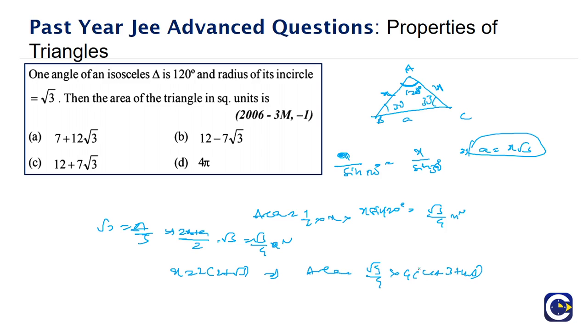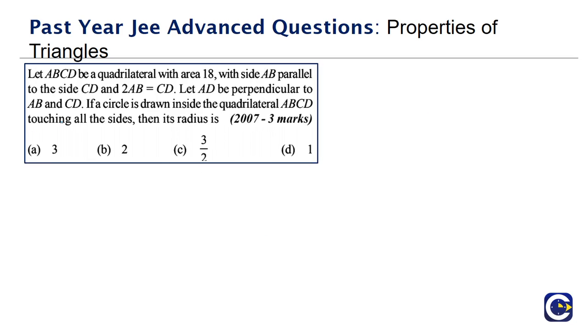Just x square, I'm squaring it. I'll get this, because the formula for (a plus b) whole square is a square plus b square plus 2ab. So if I simplify this, what will I get? 7 root 3 plus 12 square units. So the option here is option A. Moving on to the next question.